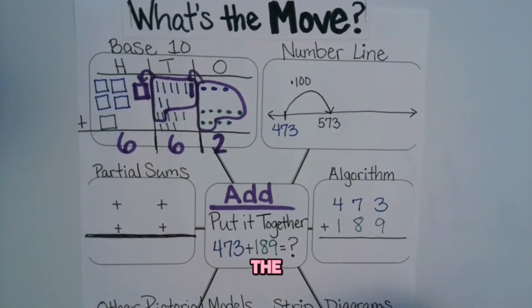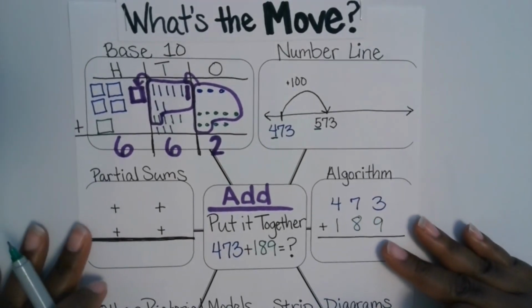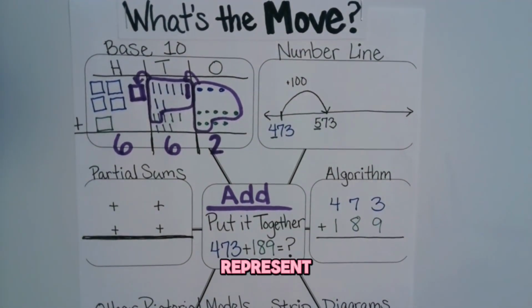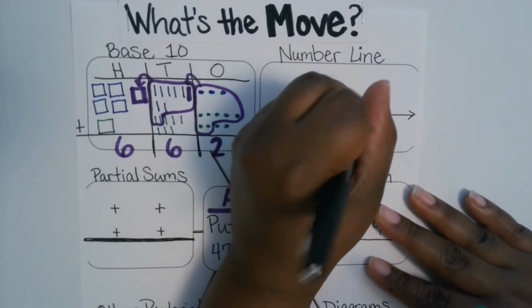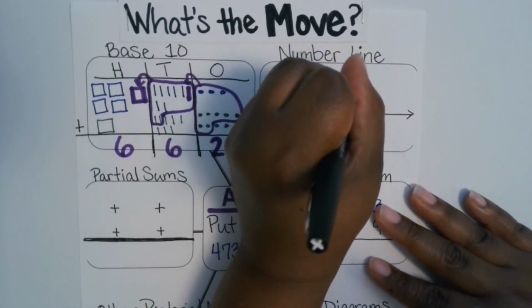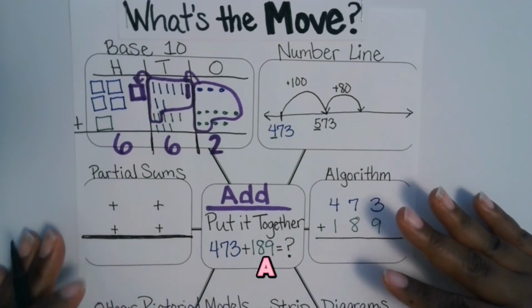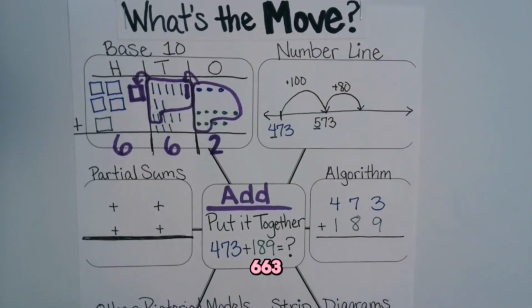Again, I also point out with the students that when I add by the hundreds place, that is the only place that's changing. It went from 4 hundreds to 500s. Now I need to represent the jump of 80. Now I've seen this done different ways, but I'm just going to go ahead and do one jump of 80 to represent that. So if I add 80 to that, that will create a sum of 663. Sorry, 653.